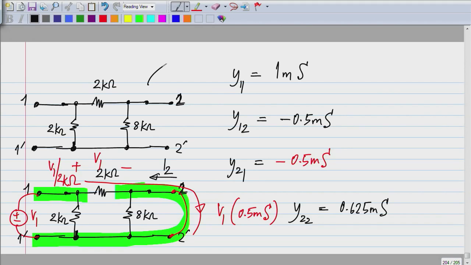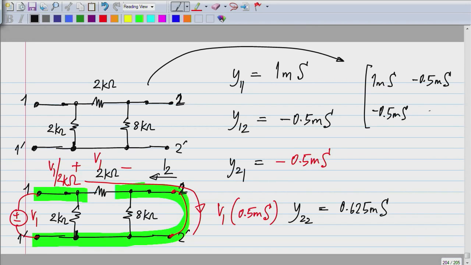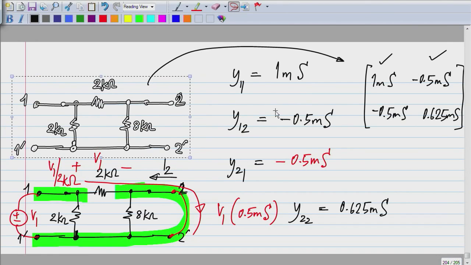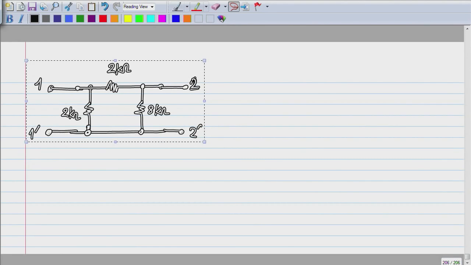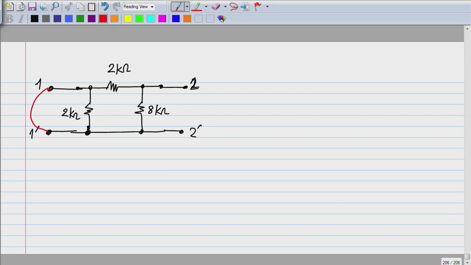So the Y parameters of this network are 1 millisiemens, minus 0.5 millisiemens, minus 0.5 millisiemens, and 0.625 millisiemens. So this and this we already discussed. We'll look at the other two. To calculate Y22, what we do is we have to short circuit port 1 and apply V2 here.